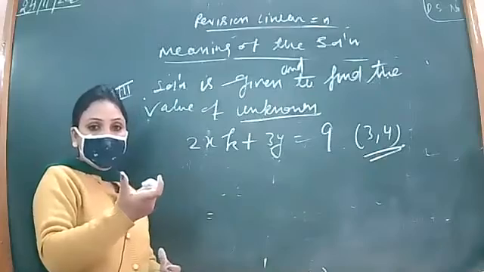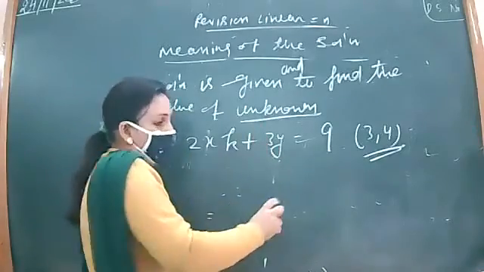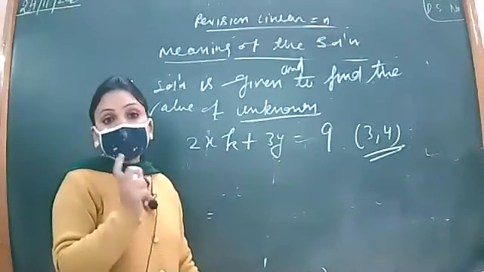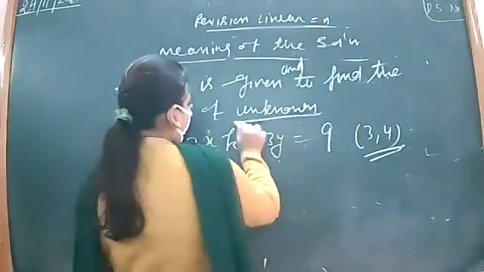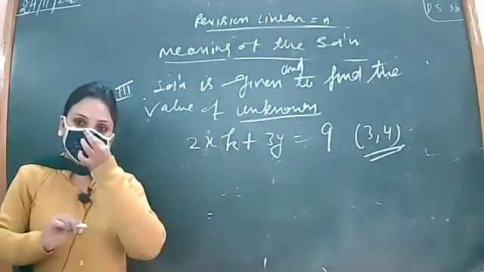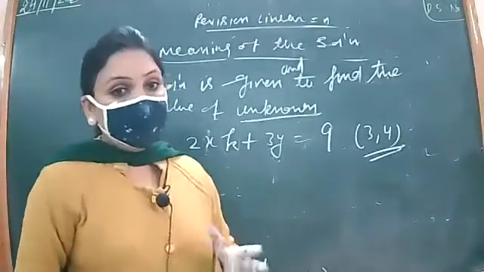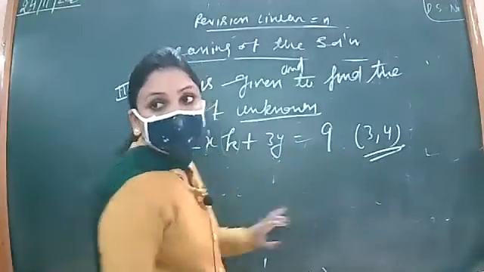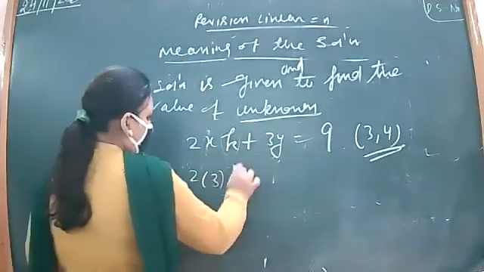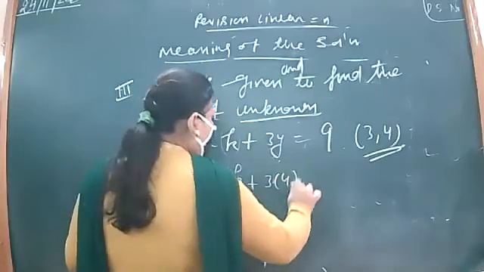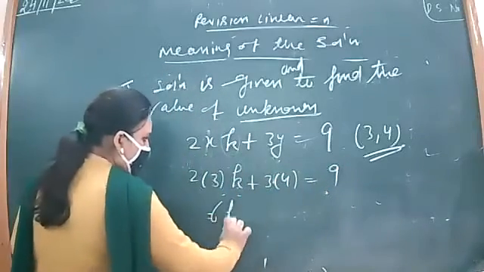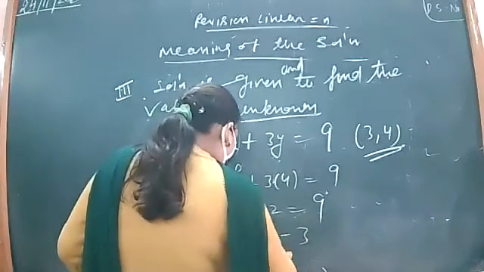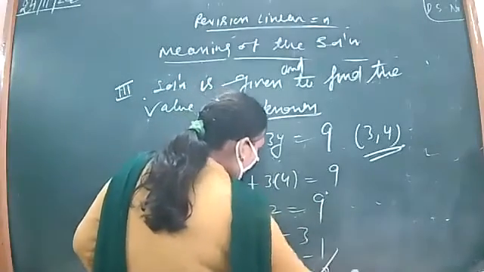And as (3, 4) is a solution, the value of y is also known, and that is equal to 4. That means which alphabet will we treat as unknown? That is k. We will treat k as unknown, so here we have to evaluate k. We write that (3, 4) is the solution of the equation. It means when we put x to be 3 and y to be 4, both sides will be equal. So this is 6k plus 12 is equal to 9. So 6k is equal to minus 3 and k comes out to be minus 1 by 2.